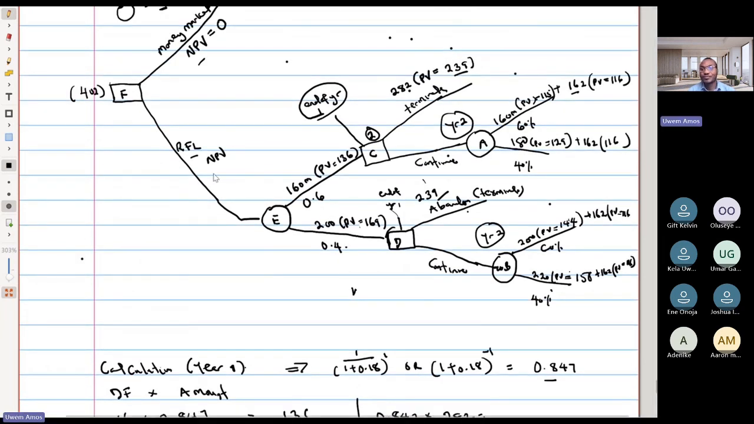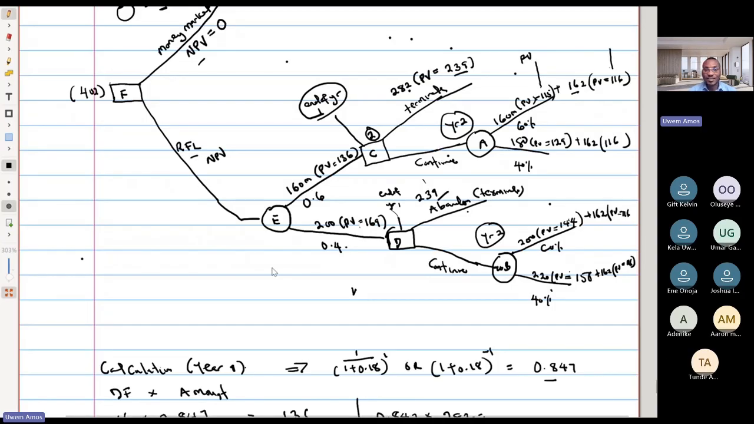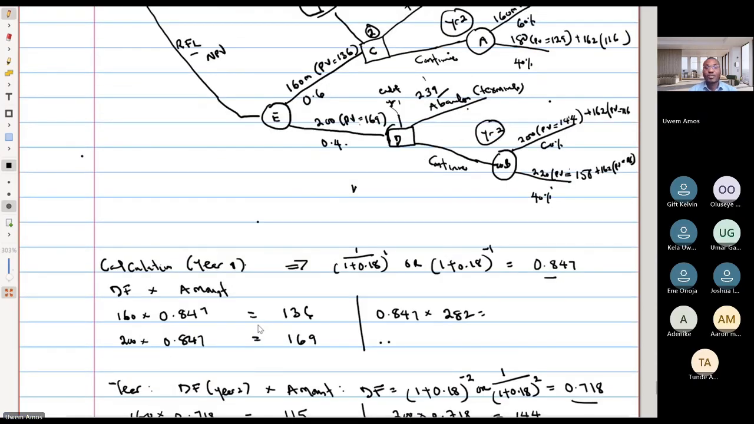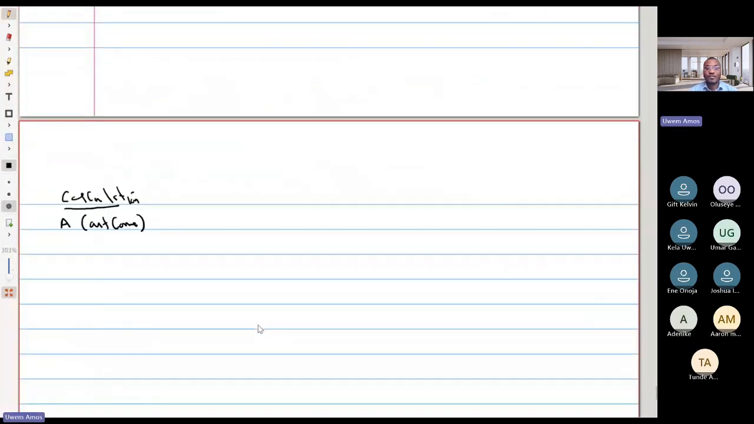For A, we would get 115 million present value, and then we will get 116, which is the option we get if we don't collect the 282 at the end of year 1. So that means that for A, we have 115 plus 116.